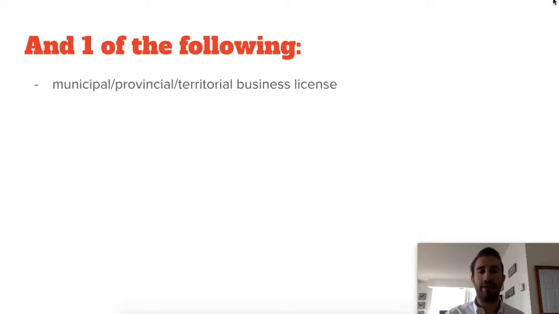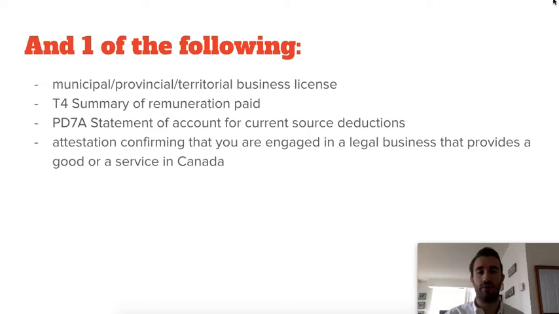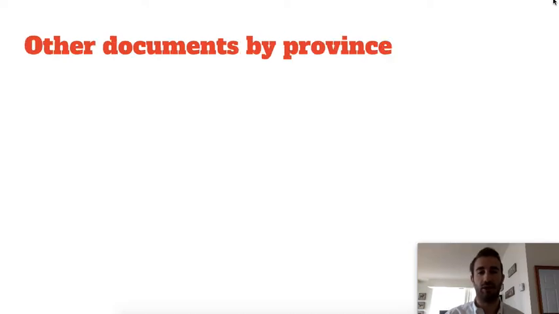Now you're also going to have to provide one from the following list as well. So keep in mind, it's going to be two documents, right? One from the first list and one from this list as well. And this is fairly straightforward. Business license, T4 summary, PD7A statement of account for current source deductions, stuff like this. So go through the list and make sure that you are providing the required documents. Again, the link will be in the description below.